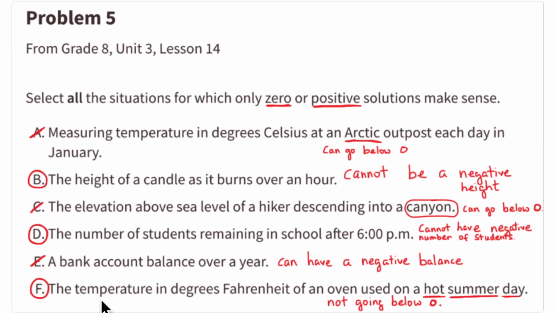And F, the temperature in degrees Fahrenheit of an oven used on a hot summer day. So if it's really hot outside, the temperature of that oven is not going to go below 0. It's going to start wherever the temperature is on that hot day, and it's going to increase. It's going to go above. It's going to be positive. So F, D, and B are all situations in which the answers can be only 0 or positive.